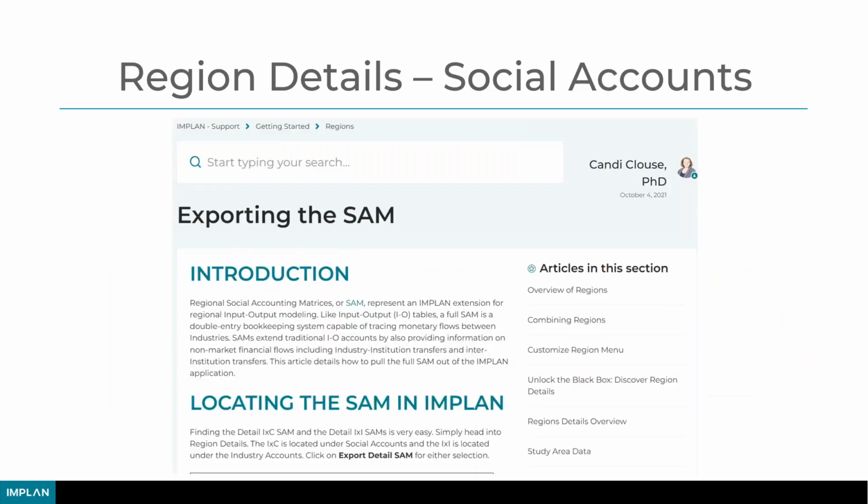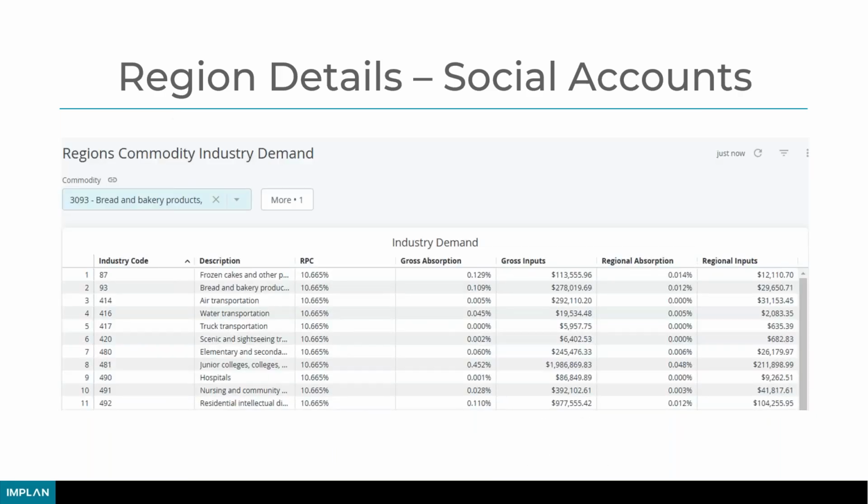This is looking at, for a particular industry, what is the demand? Where are their products going within the region? So bread and bakery products are going as inputs to other industries, frozen cakes, bread and bakery products. They're also being shipped via air, water, and truck transportation. And then they're being consumed in entities such as elementary and secondary schools, colleges and universities, hospitals, nursing facilities.